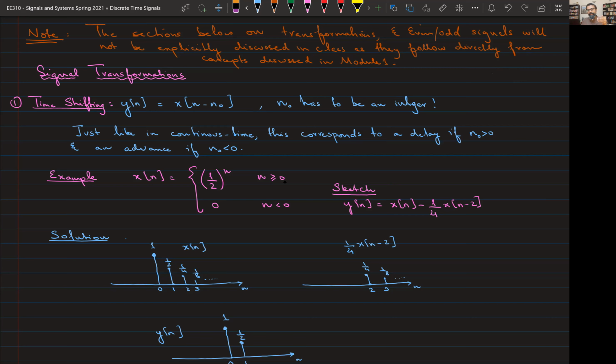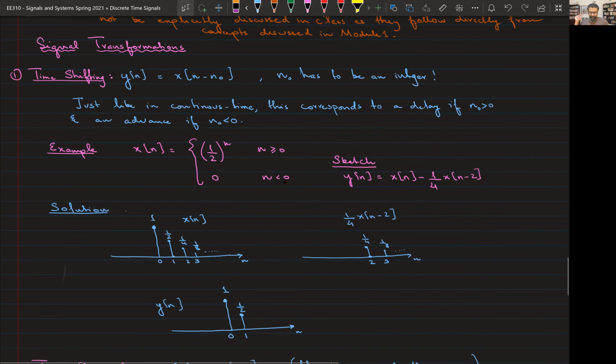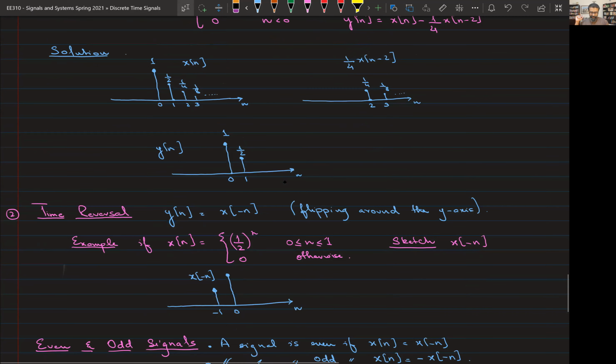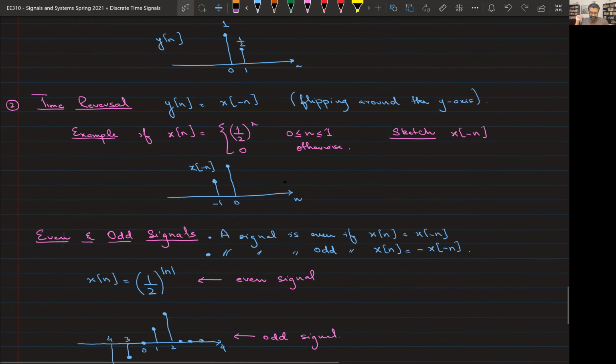Similarly, as far as signal transformations are concerned, this is very much similar to continuous time, and that's why I will not spend a lot of time, actually no time, here in the class. I'll urge you to go through these notes. Time shifting is x of n minus n naught, where this is a delay when n naught is positive, and an advance when n naught is negative. I give you some examples in the notes, and I'm going to upload these as well. And then there's time reversal, flipping around the axis. So all of this is there, even for even and odd signals, and things are pretty simple.